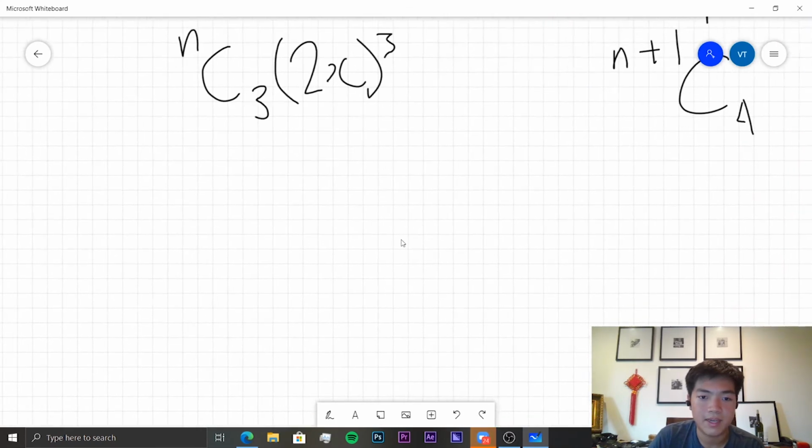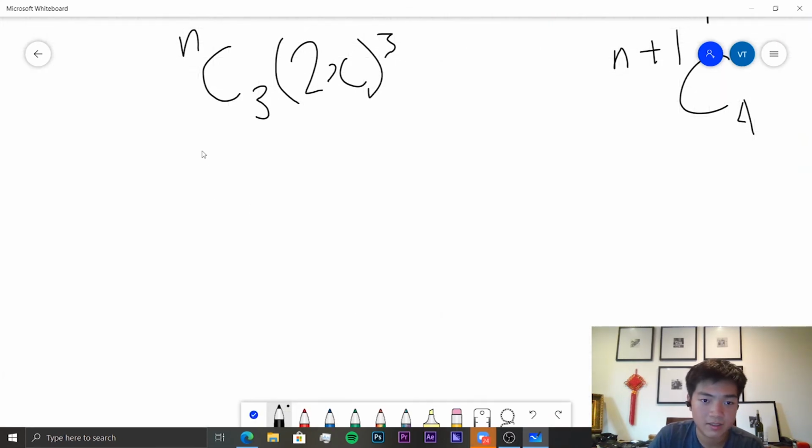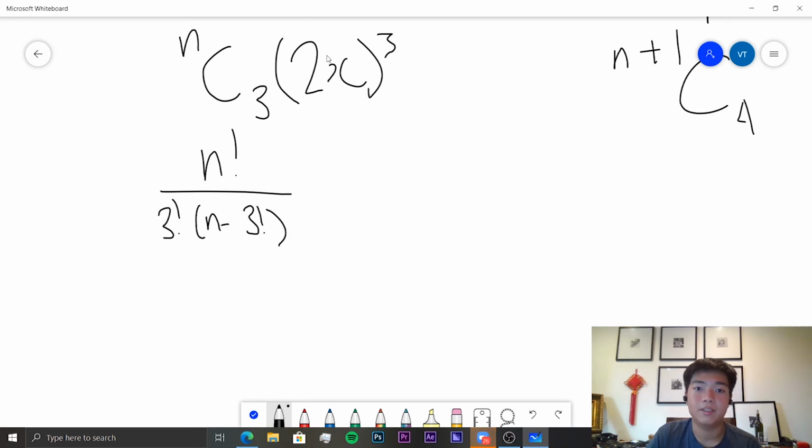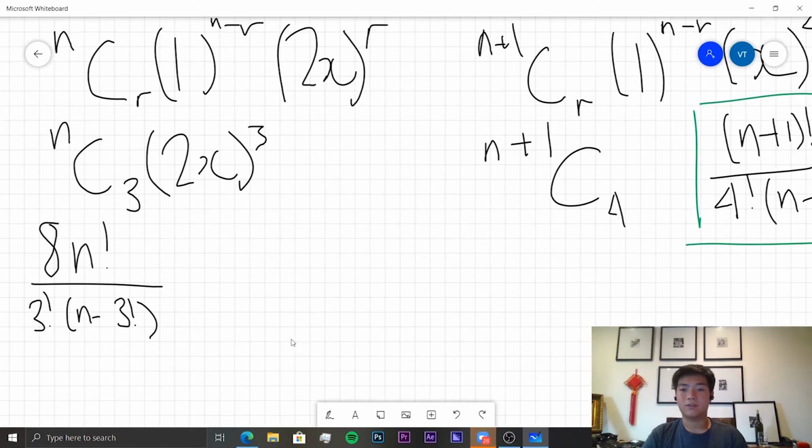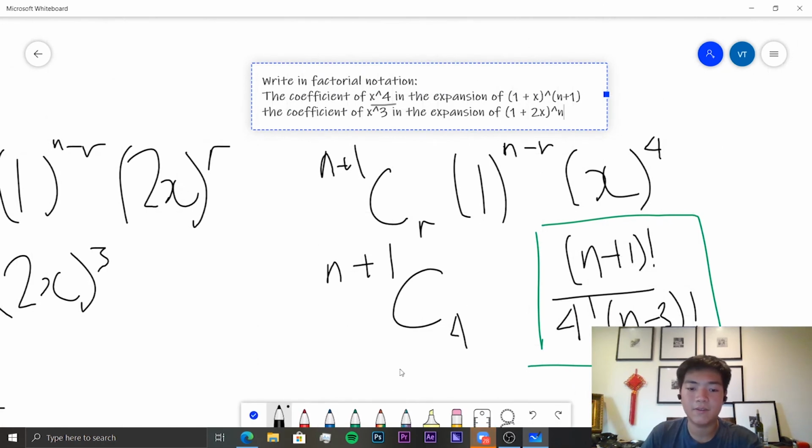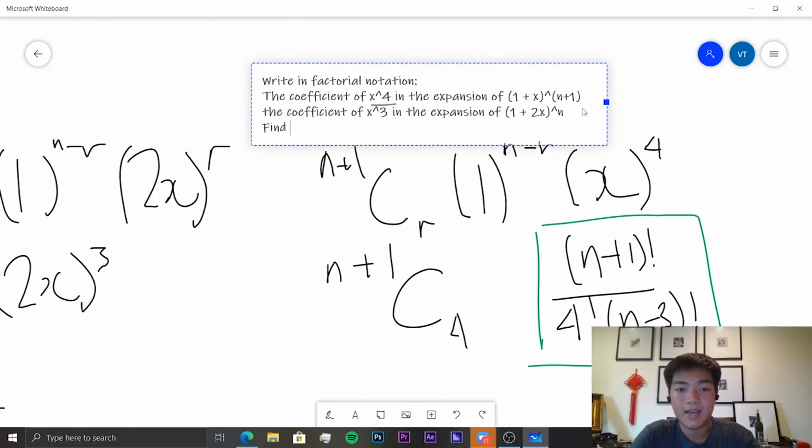So we have in factorial notation here n factorial divided by 3 factorial, n minus 3 factorial. But this is all multiplied by 2 cubed, which is 8. So it's 8n factorial over 3 factorial times n minus 3 factorial. And so the final part we need to get is we need to find n given that these two coefficients are equal.